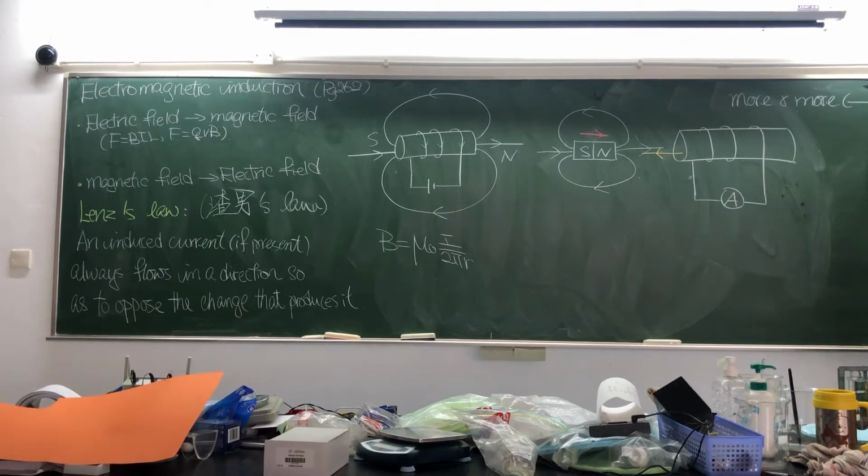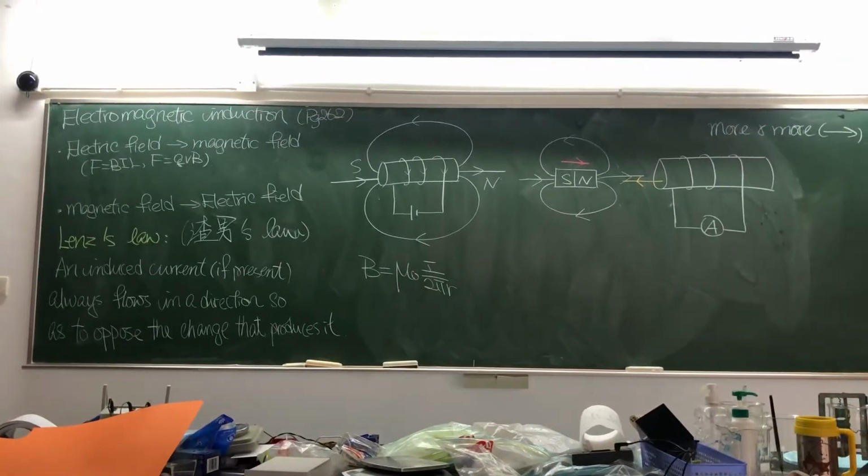Now how can we find the direction of this induced current? Why do we call it an induced current? Because originally there is no current at the beginning. I forgot if I turned on the recording or not.